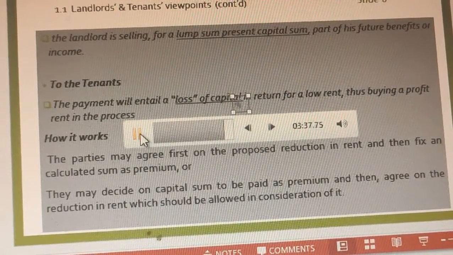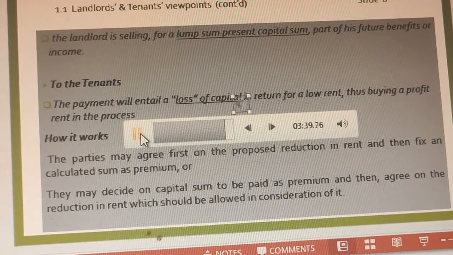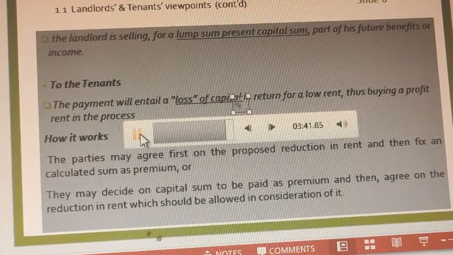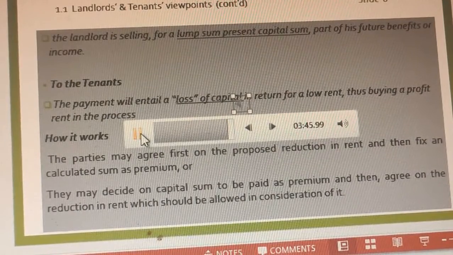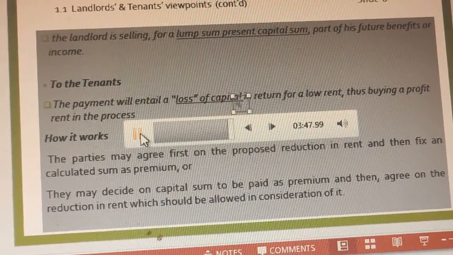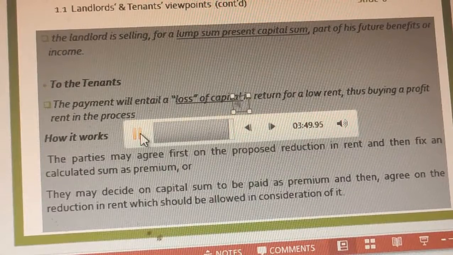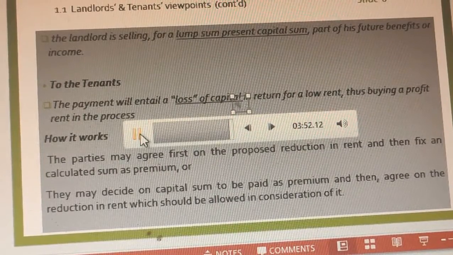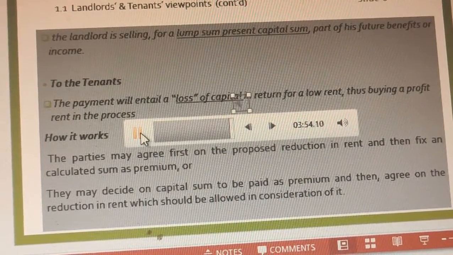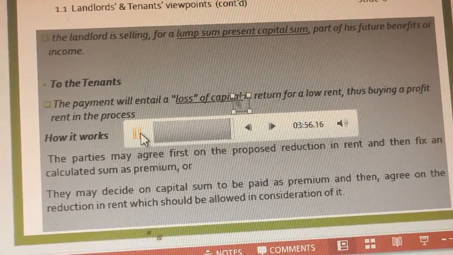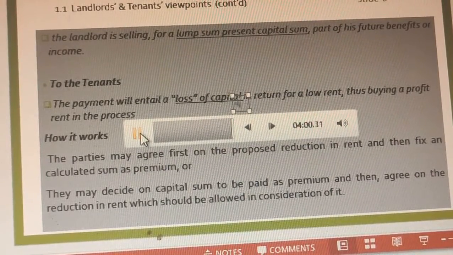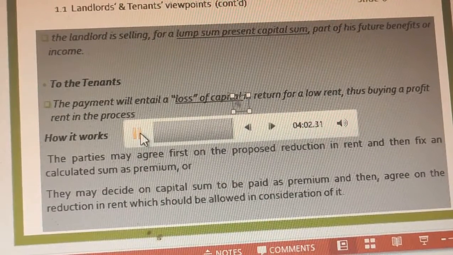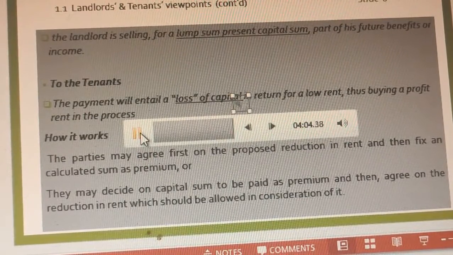Or they may decide on a capital sum to be paid. Okay, we want 50,000 to be paid as premium. How much reduction should be given so that when capitalized by YP for the unexpired term, it will come to 50,000? They can also do that. There are two ways that can be made to work.